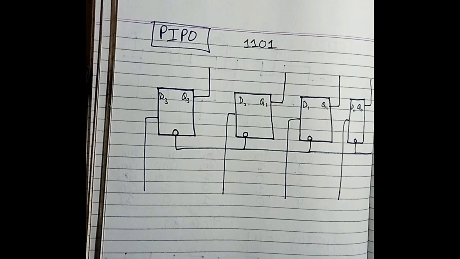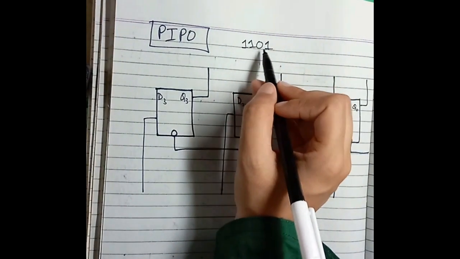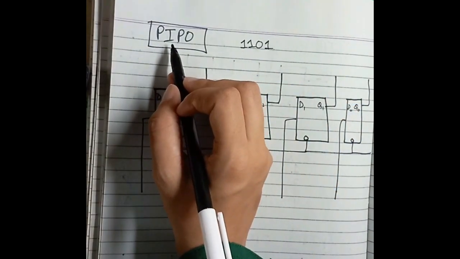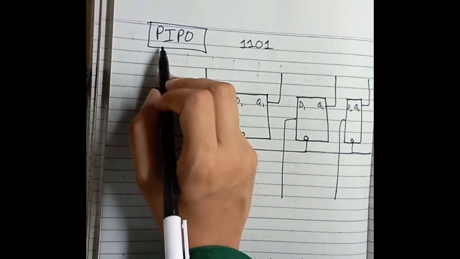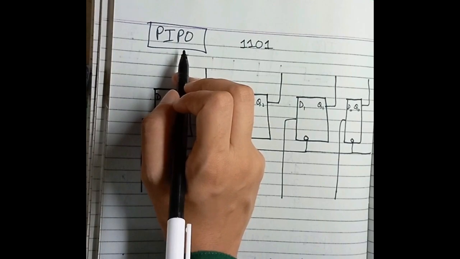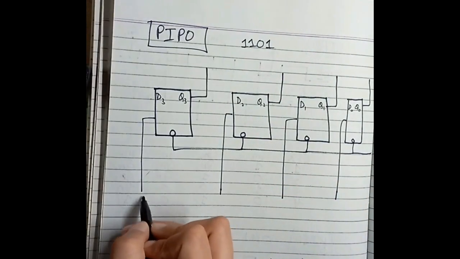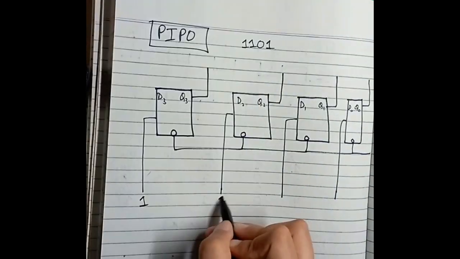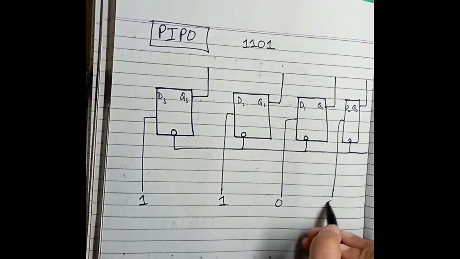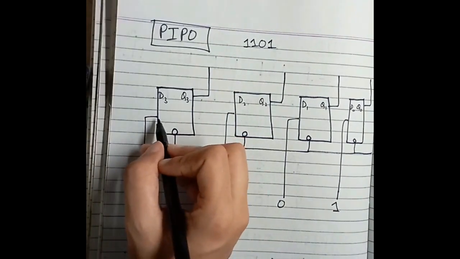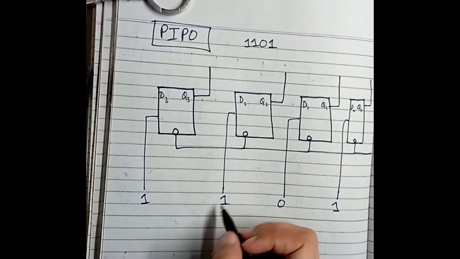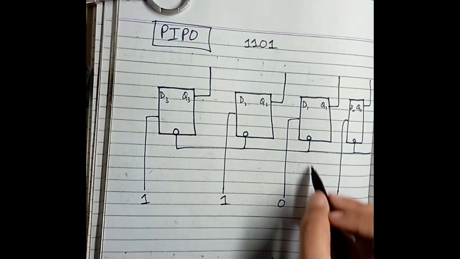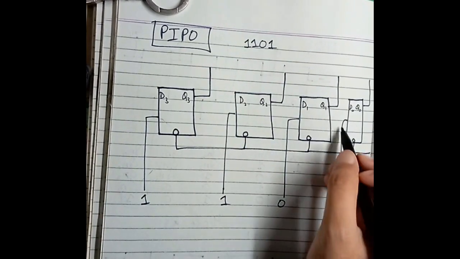We are taking our value as 1101 as it is the parallel input, and the same input we had for the parallel input serial output. So for the input we will have 1, 1, 0, 1. This one is getting here as the input, this one is here as the input, this 0 is here as the input, and this 1 is here as the input.